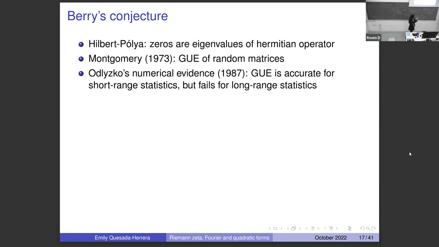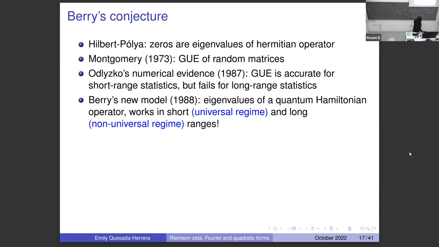This is a statistic between zeros that are very far apart. So, if we want to understand the correlation between zeros that are very far from each other, this random matrix model doesn't work, and instead, we need some extra information from prime numbers. This is what we have to know.